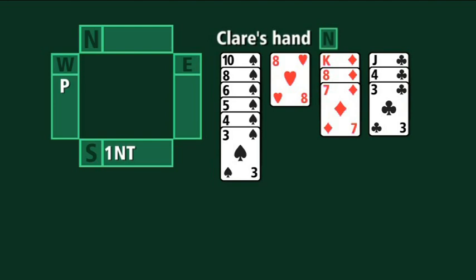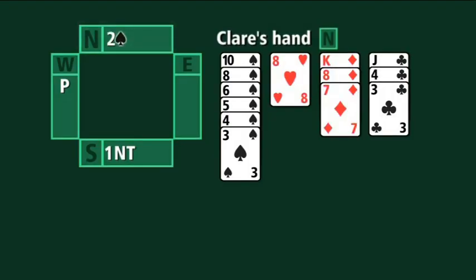Now this time, Claire's only got 4 points. But it would be a grave error to leave partner in one no trump, because look at the hand. Surely it's going to play a lot better with spades as trumps than in no trumps. So with this hand, Claire would bid 2 spades. And remember, when partner opens the bidding one no trump, it's very rare that they bid again. So partner would not bid on over the 2 spade bid. Indeed, you could have absolutely no points at all and still bid 2 spades.